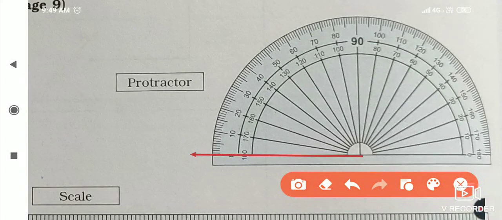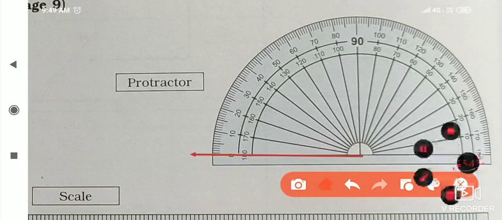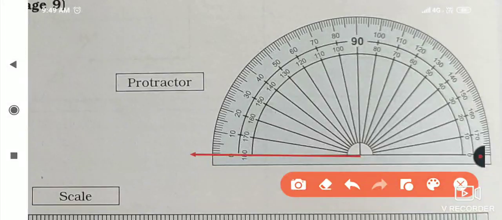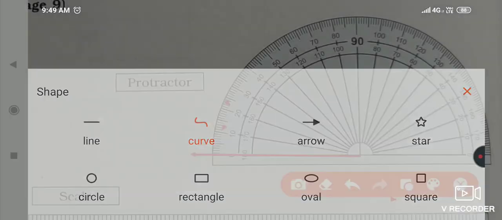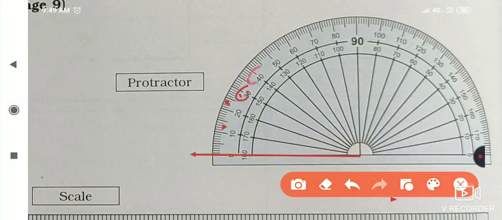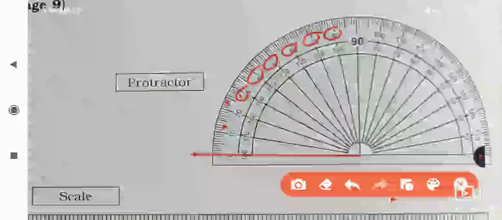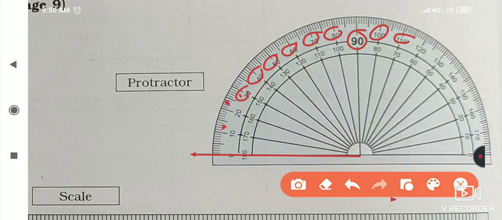Now here I have to take the measure of 120 degrees. So where is my 120 degree? If you see here, this is 10, 20, 30, 40, 50, 60, 70, 80, 90, 100, 110, and this is my 120 mark. So my line will come exactly at 120 degrees.